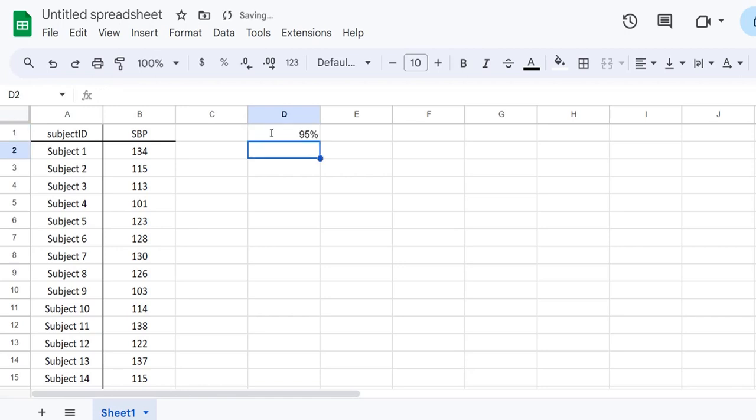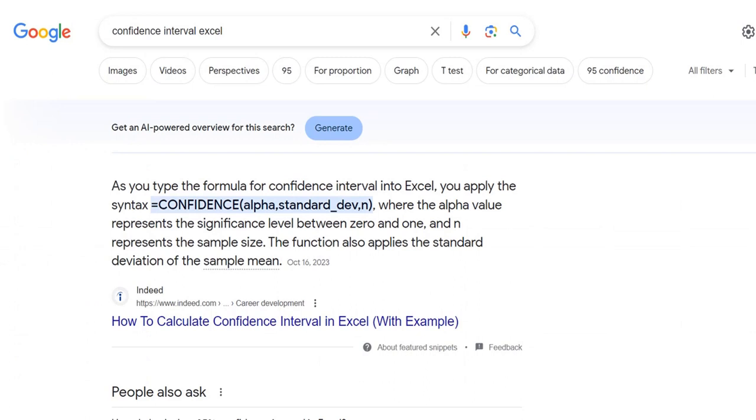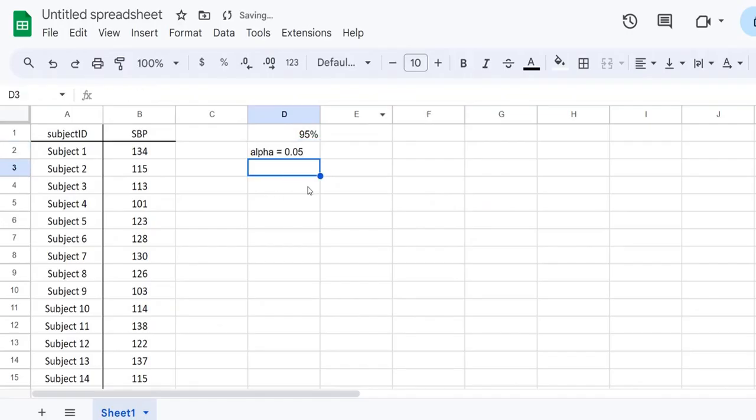Alpha is the area of the tail. So in decimal form. So if you got a 95% confidence interval, that means you want 95% of your data in the center. And then that means 5% left over for the tail. So that's the alpha that we're looking for. Okay. Standard deviation, we know how to calculate that.